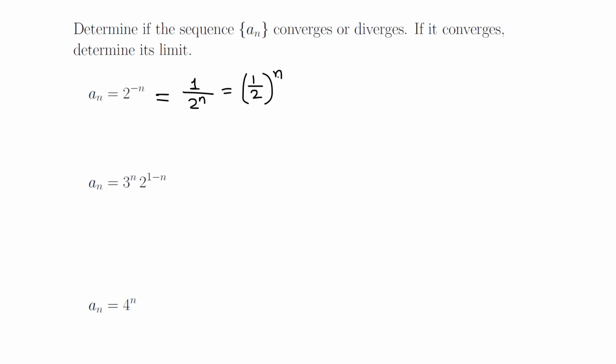So a number raised to n means a geometric sequence. Okay, geometric sequence, something like a number times r, another number, raised to n. And this number is like 1, and r raised to n. The common ratio is 1/2.